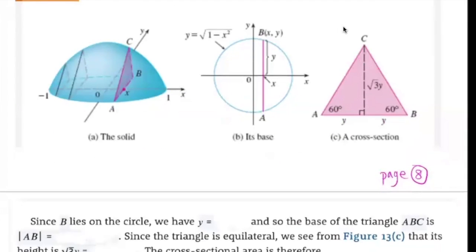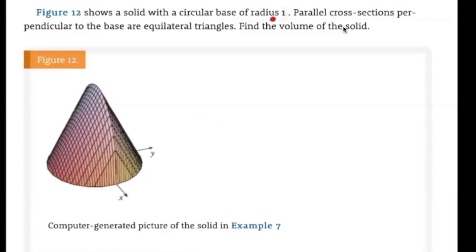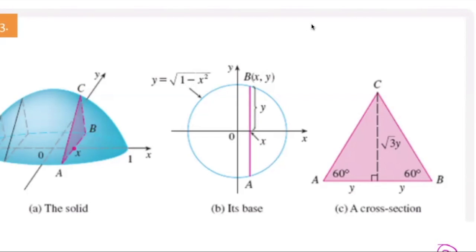So what would be the cross-sectional area here? Now, this plane is going to cut the x-axis at this point. First, let's take the base circle to be x squared plus y squared equal to 1. The solid has a circular base of radius 1. This cross section is going to intersect the base at this point. If we label this point x comma y, this is x and this is y. So the base of this equilateral triangle is going to be 2y.